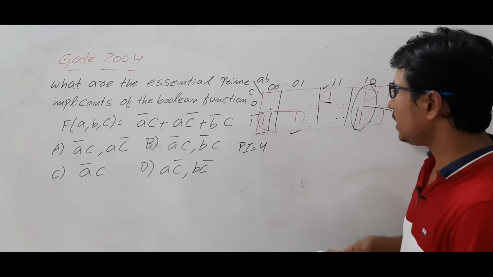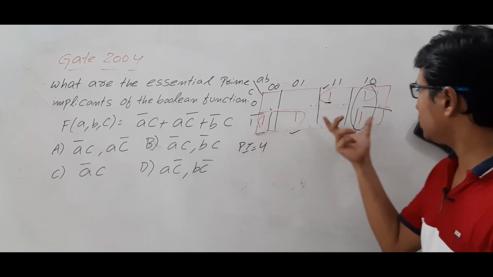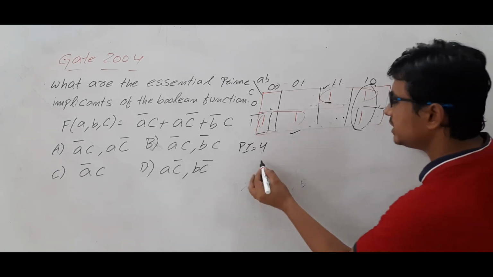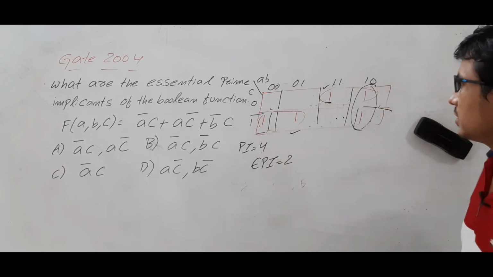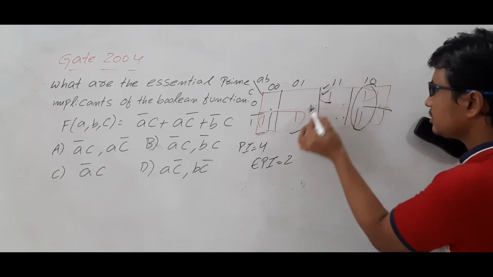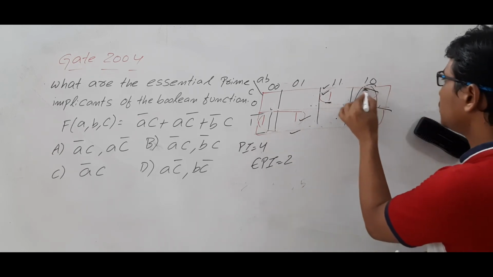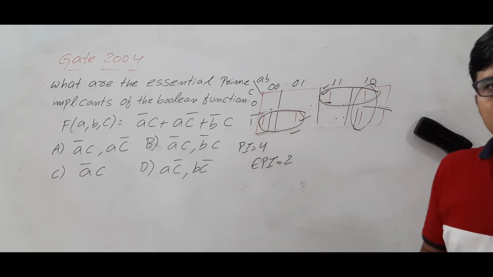Now come to this one. This one is covered by this prime implicant and also this prime implicant. So again it is not an essential prime implicant. So totally how many essential prime implicants do we have? 2 essential prime implicants are there. What are they? This one and this one. Am I right? Now these 2 prime implicants, which are essential prime implicants, minimize them.